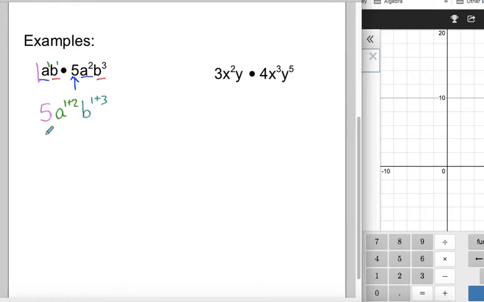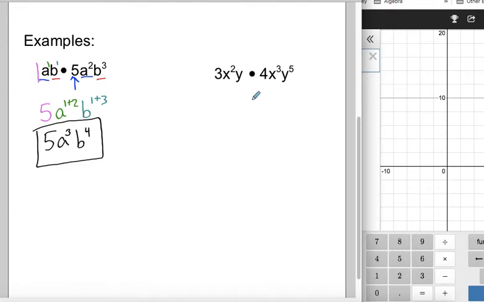So my coefficient is still a 5. For my base of a, 1 plus 2 is 3. So the power on the a will be a 3. And for the base of b, we have a 1 plus 3, which is going to make the power on the b a 4. And this is simplified as much as we can do, and this is the answer.